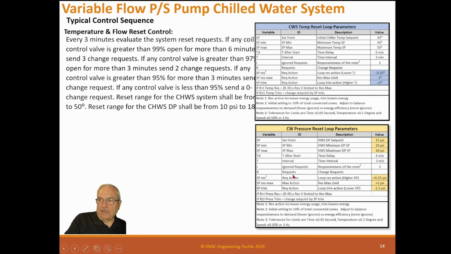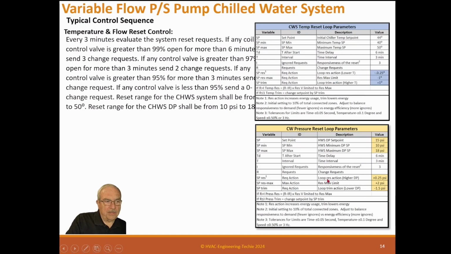So now the integral is 3 minutes again. The dead time is 6 minutes. The request sequence is every 3 minutes. Remember, that's 10% of our connected coils, which is 30. R is our change request. Static pressure reset is loop. Res action is higher differential pressure. We want to add 0.25 psi every time. And then maximum set is 2 psi. So we're pretty aggressive. That's 8 requests, so this will go really, really quickly if we need it. And then the trim, which is to lower the DP, is minus 1.5.